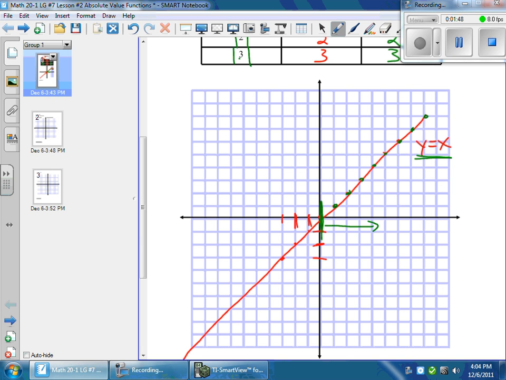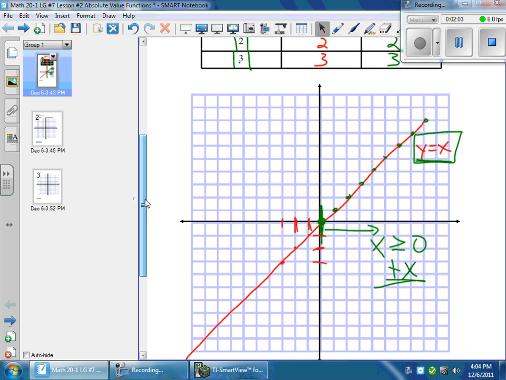So for any value of x that is greater than or equal to 0, this point right here, these values are exactly this graph. So you get a positive x value. Aha. So now let's take a look at what happens next though.